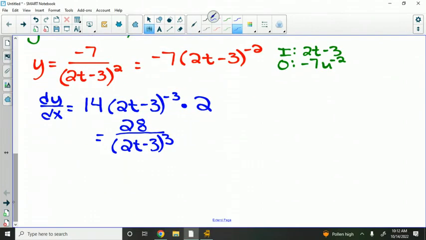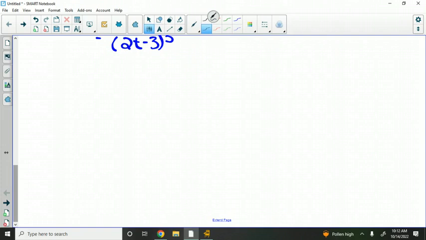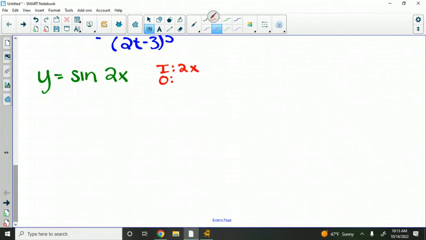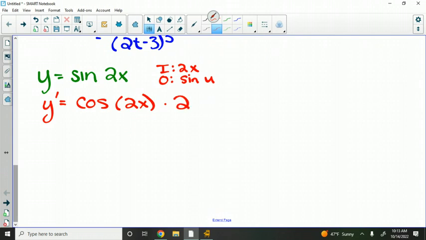Okay, let's try another one. Next one we're going to look at is going to be a trig one. Okay, so let's do y equals the sine of 2x. We had one kind of like this in that chart to begin with. The inner part, if you think where would we put parentheses, it would be around the 2x. And so that means our outer part is the sine of u. So when we go to derive, take the derivative of the outer. The derivative of sine is cosine. Keep the inner, times the derivative of the inner. And there would be our answer.